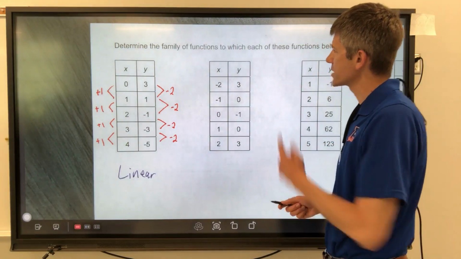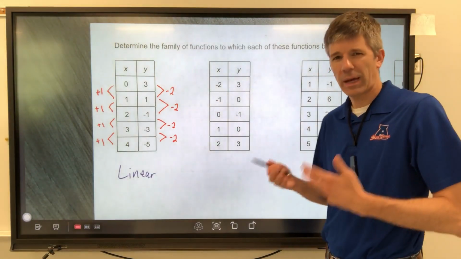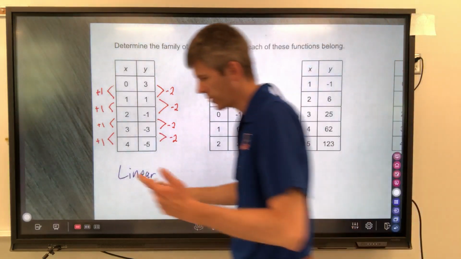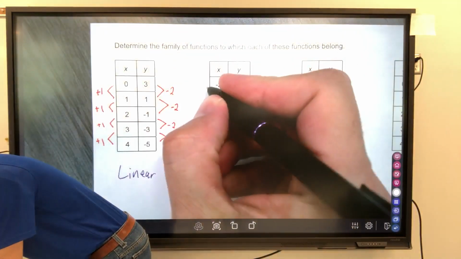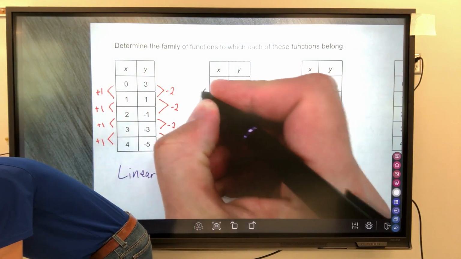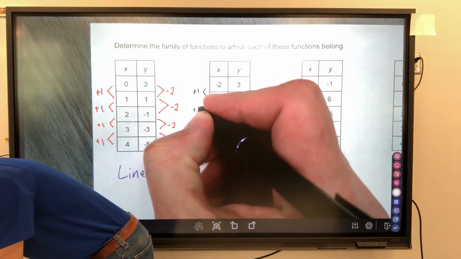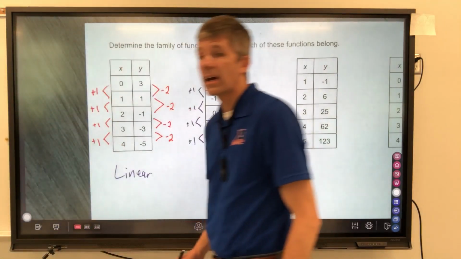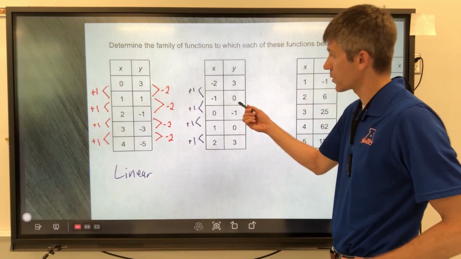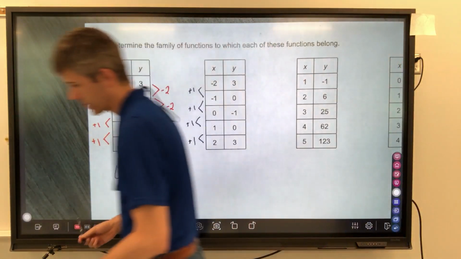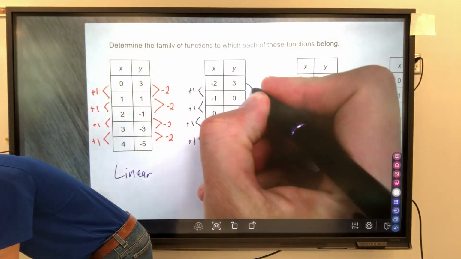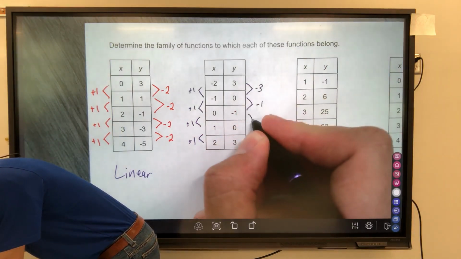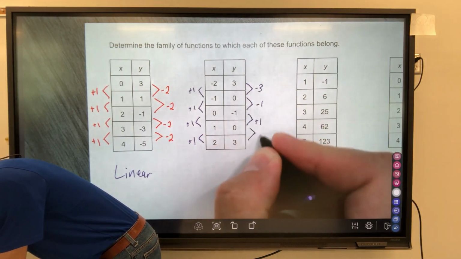Okay, let's look at the next one, and we're going to use the same idea. Do we have a consistent rate of change? For the x's we do, we're increasing by 1 every time. You could write that: from here to here is up 1, from here to here is up 1, and so on. You don't have to write that, but it's good to see. Now, as we go from here to here, we're decreasing 3, right? From 3 to 0, we lost 3. From here to here, we lost 1. From here to here, we gained 1. And from here to here, we gained 3.